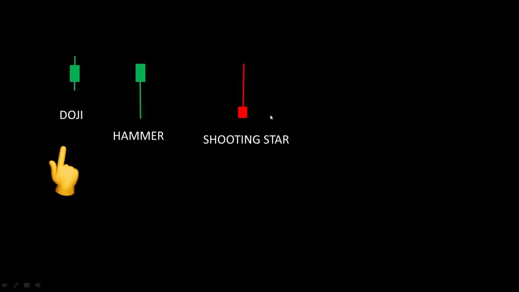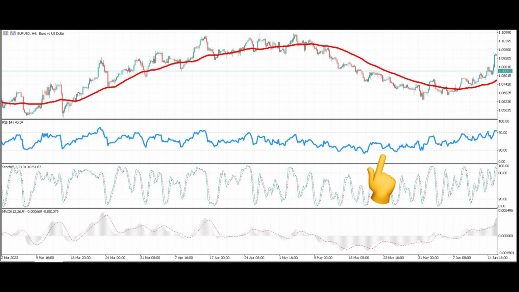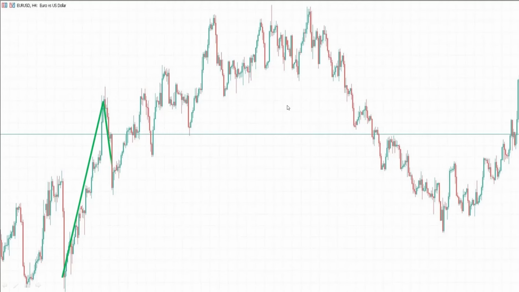2. Candlestick patterns. Reversal candlestick patterns such as doji, hammer, shooting star, engulfing patterns, etc., can indicate a potential shift in momentum. These patterns are often used in conjunction with other technical indicators for confirmation. 3. Overbought, oversold conditions. Oscillator indicators like RSI or stochastic oscillator can indicate when a currency pair is overbought or oversold. If the price remains in overbought or oversold territory for an extended period, it could indicate a potential reversal.